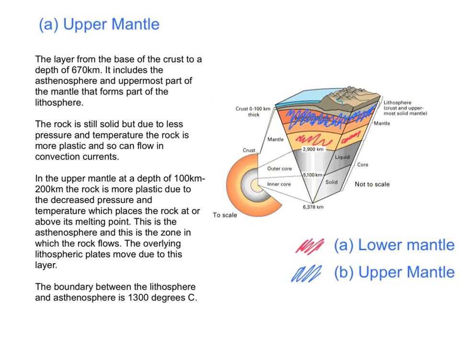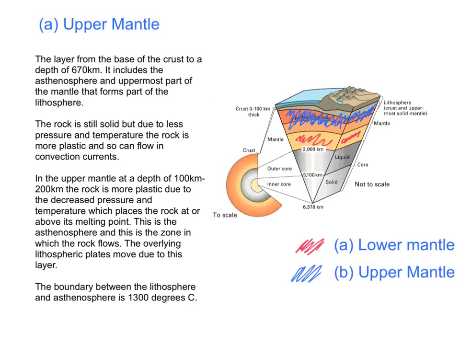Now the upper mantle, and you can see on the diagram that I've shaded in the blue to show the upper mantle and the red to show the lower mantle. So I'm now looking at the blue part, and you can see that I've shaded in part of the mantle, then the asthenosphere and part of the lithosphere. That's what makes the upper mantle portion. So the layer of the upper mantle extends from the base of the crust to a depth of 670 kilometres.